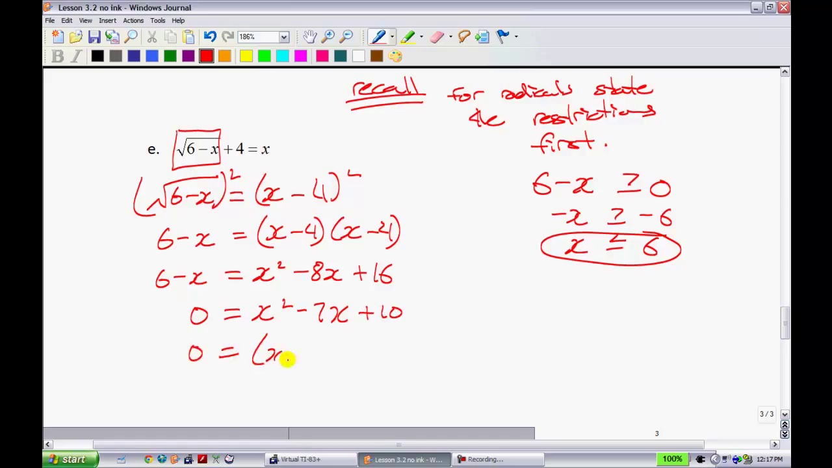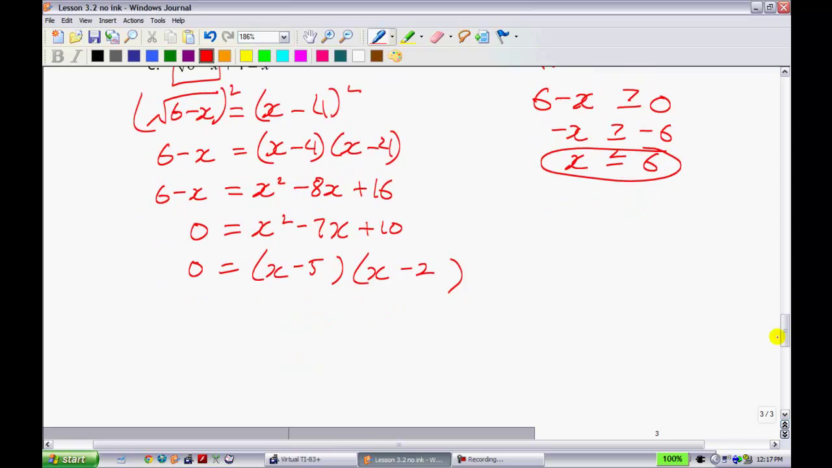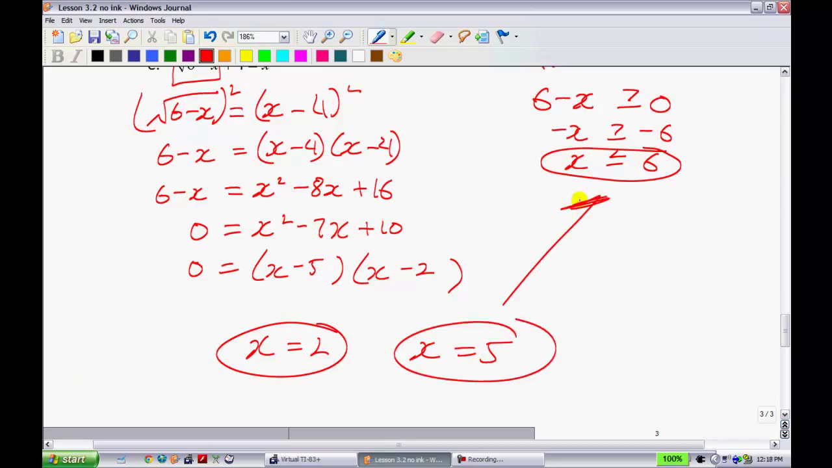So now again, I'm looking for numbers that multiply to give me 10 that have a sum of negative 7. That's going to be a negative 5 and a negative 2. That means that my two solutions are x equals 2 and x equals 5. Alright, so we have our two solutions here. I'm going to check number 1 against my restriction. Does it pass that? Yes.